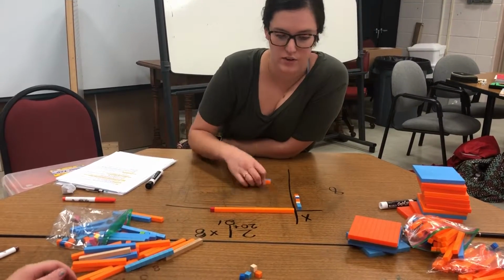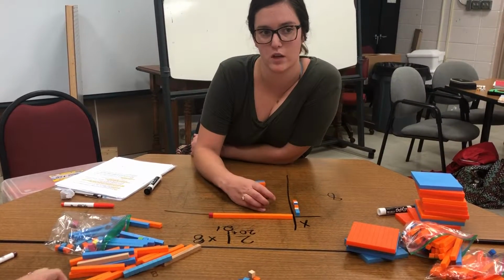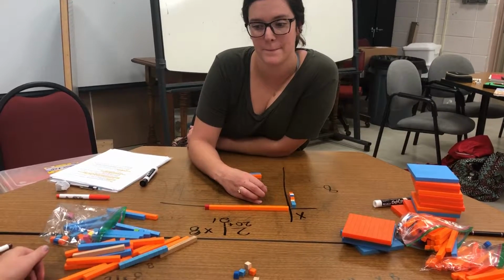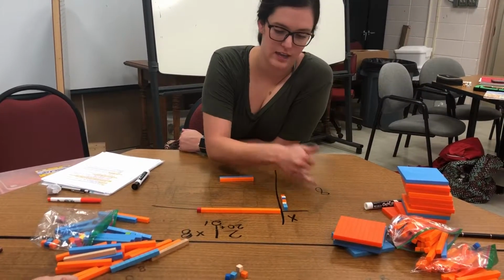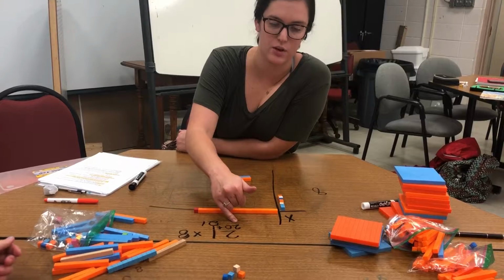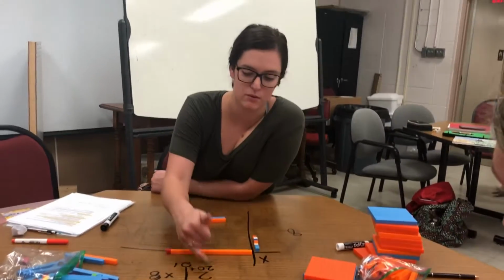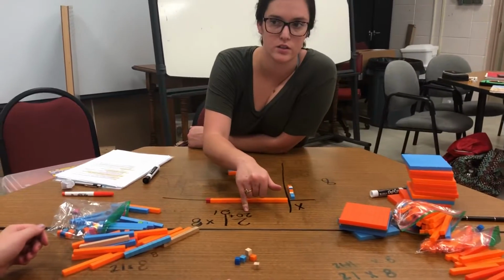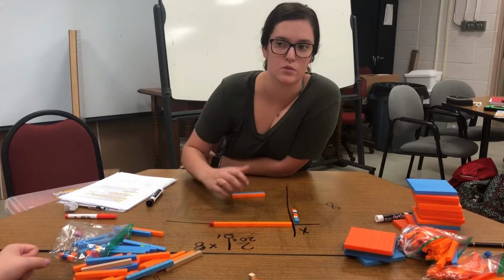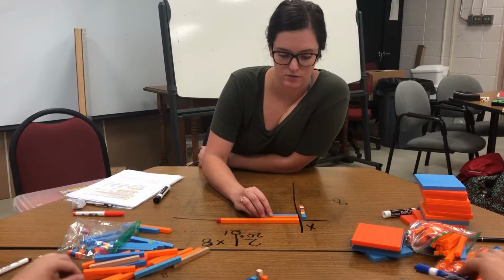So can we fit 100s? Would we be able to fit a 100 block right here? No, because 8 times 20 is the first thing that we're going to figure out. 8 times 20 won't give us more than 100. Or 8 times 2 won't give us more than 100. So we can start filling in.